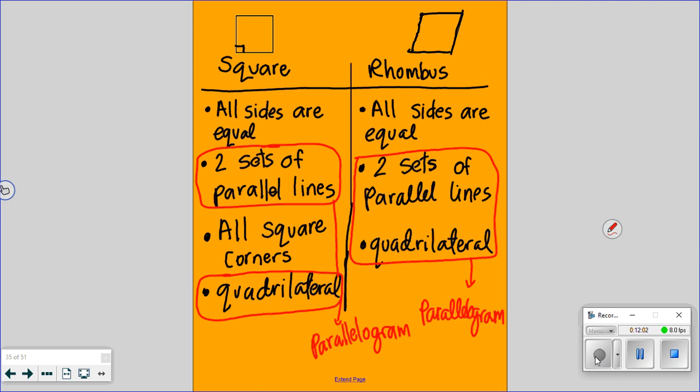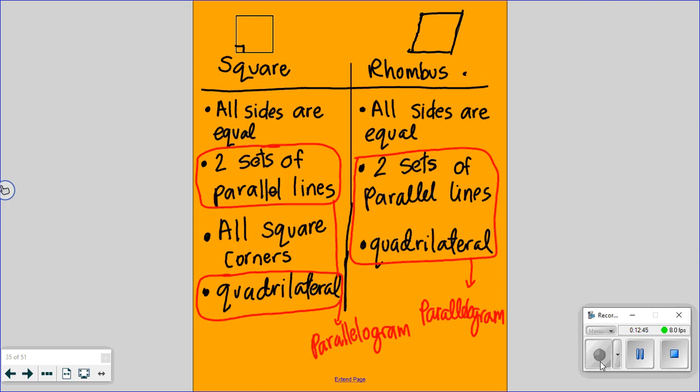So let's think about that. He said all squares are rhombuses. Connor, are you with me? So he's saying all of these shapes can be called a rhombus. Do all of those shapes have equal sides? Yeah. Does that shape have two sets of parallel lines? Yeah. Is that shape a quadrilateral? Yeah. All squares can be called rhombuses. They follow the rules. But not all rhombuses can be squares. Because if I draw a rhombus like that, is that a square? No, it's missing that square corner piece.